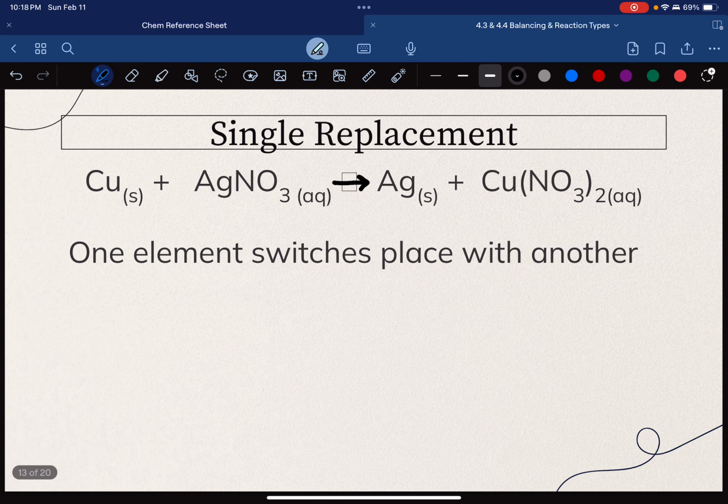Single replacement, 1 element switches places with another. So you see copper is by itself, and you have AgNO3 together. But then on the product side, you have Ag by itself, and now copper is with the nitrate. So that's single replacement. Remember, 1 element's got to be single.